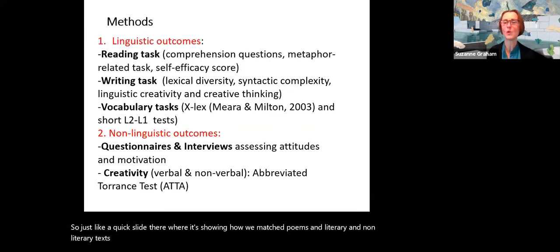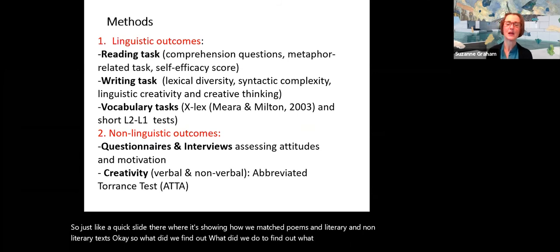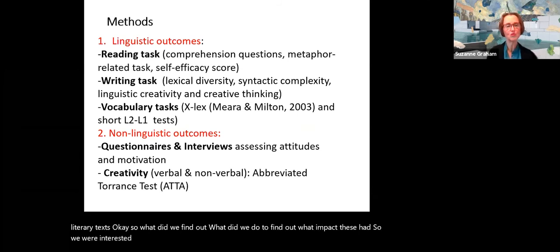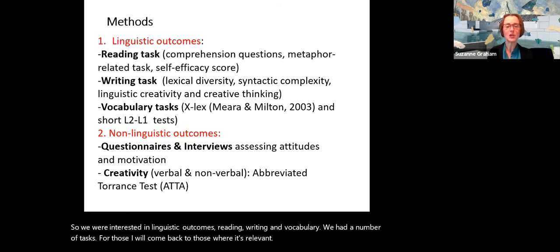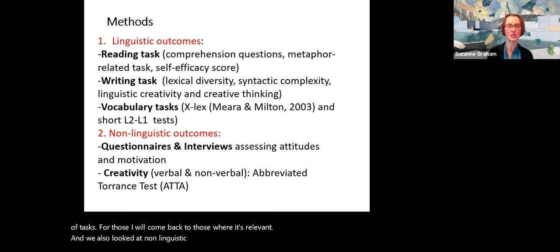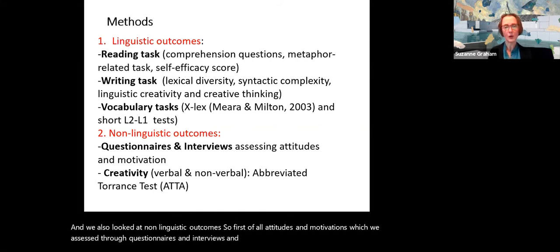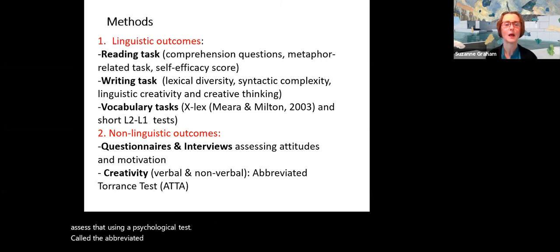Okay, so what did we find out? What did we do to find out what impact these had? We were interested in linguistic outcomes: reading, writing, and vocabulary. We had a number of tasks for those. I'll come back to those where it's relevant. And we also looked at non-linguistic outcomes. First of all, attitudes and motivations, which we assessed through questionnaires and interviews. And then also general creativity, which I'll talk a fair amount about because I think that's our most interesting finding. We assessed that using a psychological test called the abbreviated Torrance test. So those were some of the measures that we used.